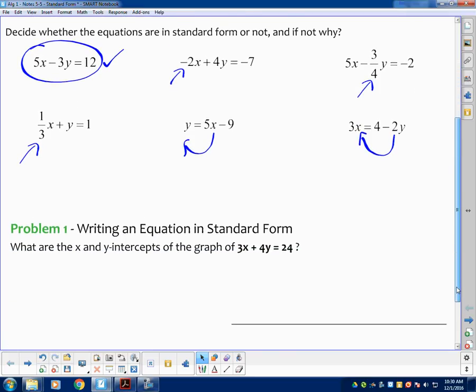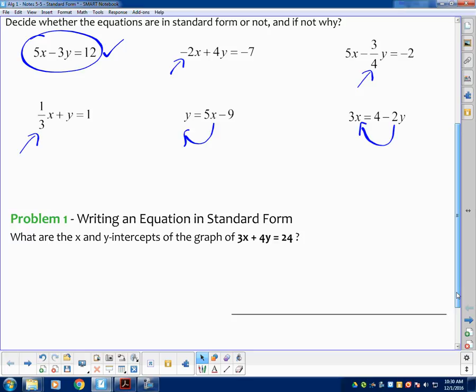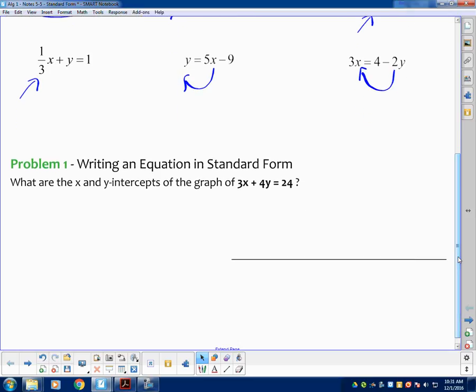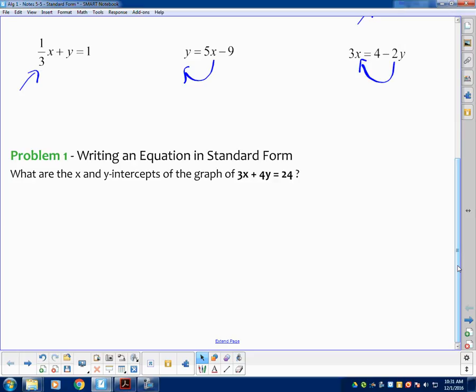So one of the things you're going to be asked to do here is to write an equation in standard form. And once it's written in standard form, what we're going to do next is find the x and y intercepts, and then from the x and y intercepts, graph the line. So you may be asked to actually write an equation in standard form. We're not on this one, though. So on this one, it's already in standard form. So we're just going to find the x and y intercepts. So find the x-intercept.